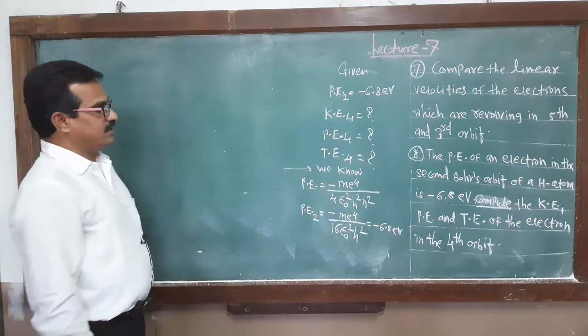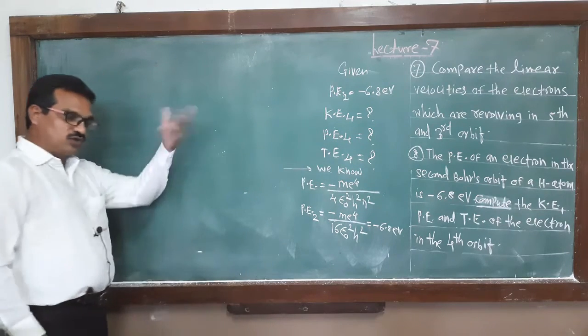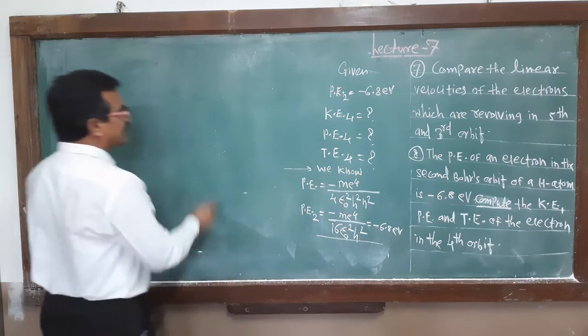This is given, and we want to find the kinetic energy, potential energy and total energy in the fourth orbit. This equation is very important. Remember this.